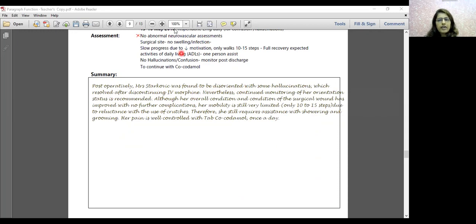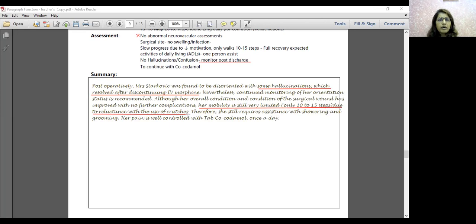So this again is a way in which you can make it smaller with fewer words. Instead of writing that because of that the morphine was discontinued and after that risperidone was started and now she doesn't have any hallucination, using this would be helpful. Nevertheless, continued monitoring of her orientation status is recommended because it says monitor post discharge. Then another sentence is about her wounds. So although her overall condition and condition of the surgical wound has improved with no further complications, we are using a complex sentence here to highlight the point, which is something the target reader will have to be alert about.